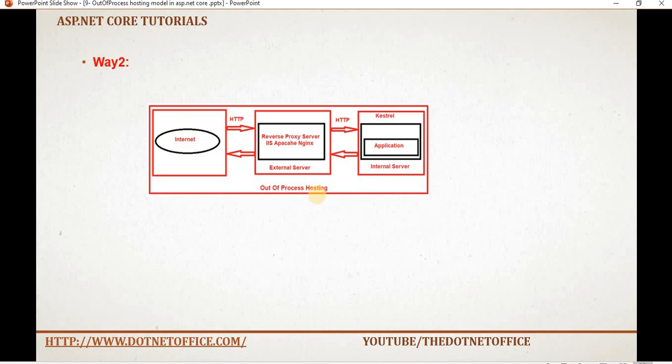What we are looking at here is that in way 1 we have only the Kestrel server and the internet, but in way 2 we have a reverse proxy server in between. So any HTTP request first comes to the proxy server, and from the proxy server it goes to the Kestrel server. So it gives additional security to the application. We should use way 2 for this understanding.